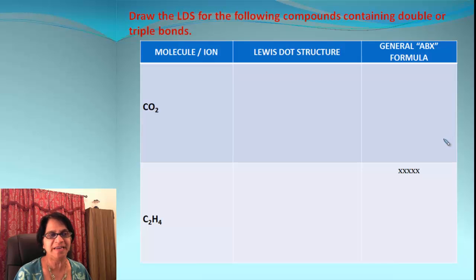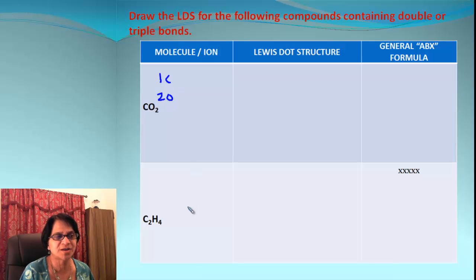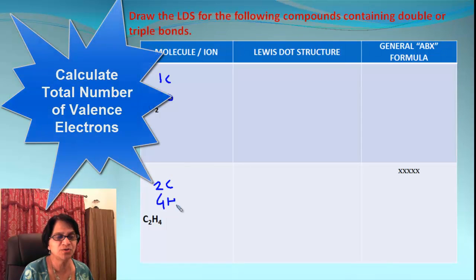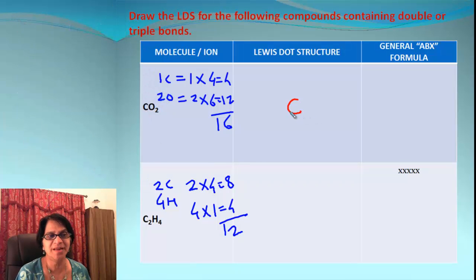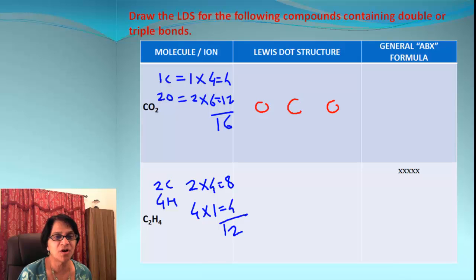We will begin our process by finding the number of valence electrons. So for CO2, we got 1 carbon and 2 oxygen. For C2H4, we got 2 carbon and 4 hydrogen atoms. Let's go back to CO2. The element in the middle or central atom will be carbon, and we are going to have both these oxygens on either side of carbon.